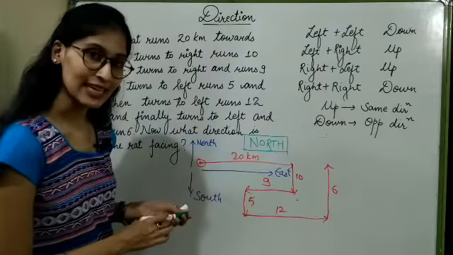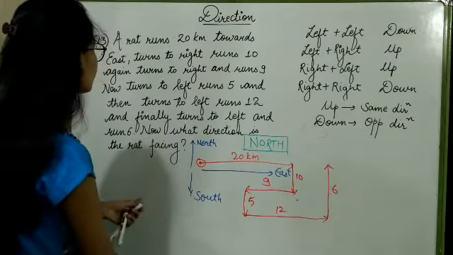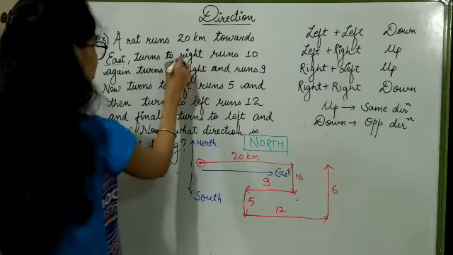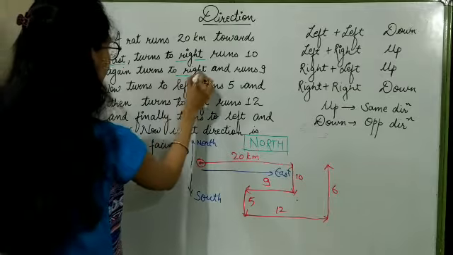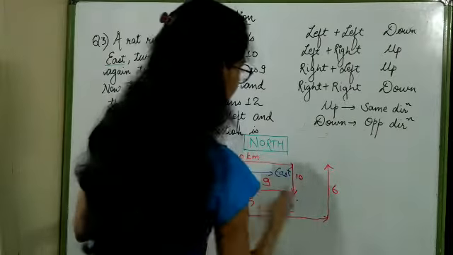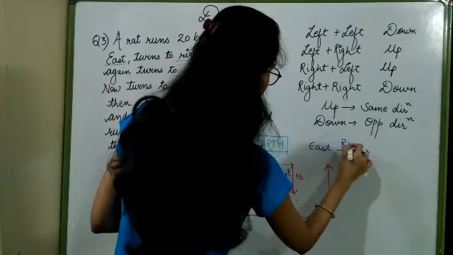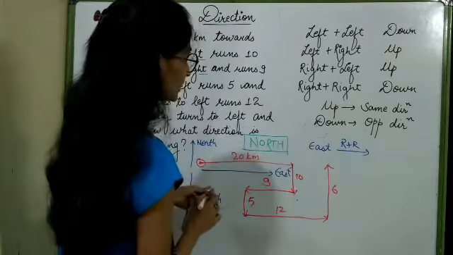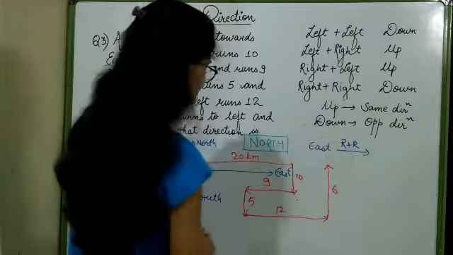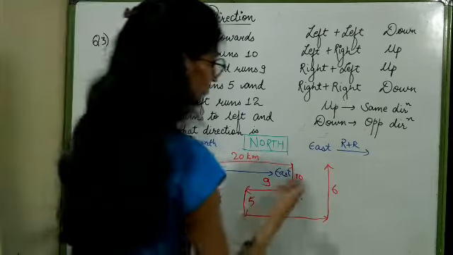Now let's solve the same using this table. So start with the first mark, east, right and right. So just solve this much first. East, right plus right. So from east, right plus right is down. So from the down, I am going to write the opposite direction. Opposite of east will be west.